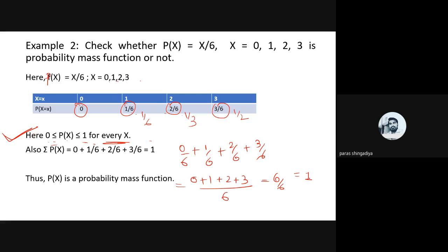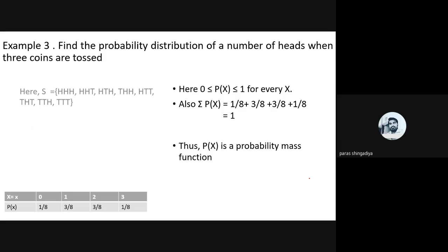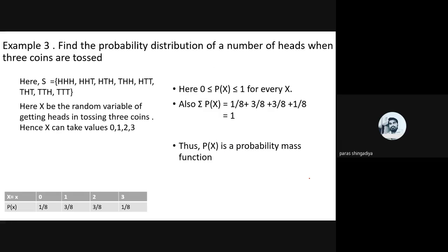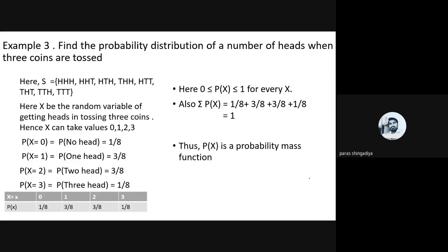So that was the second example. Now the third one, which we already discussed, so it is a repetition. The number of heads when 3 coins are tossed. There are 8 possibilities, S is equal to HHH, HHT, and so on. Now X is a random variable for tossing the 3 coins, and hence X can take the values 0, 1, 2, 3.